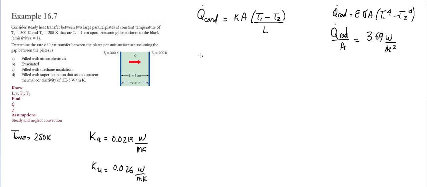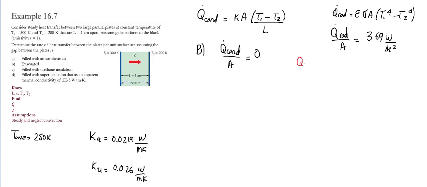So now let's go to part B. For part B, it says that the space between the two plates is evacuated. What it means in terms of heat transfer is that the amount of conduction that you're going to have is equal to 0. Remember, conduction requires a medium. Therefore, it is not going to be able to have any conduction. Therefore, the only component that you're going to have for this part is going to be radiation.